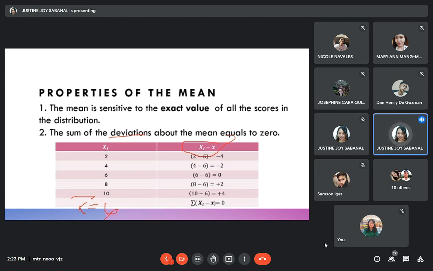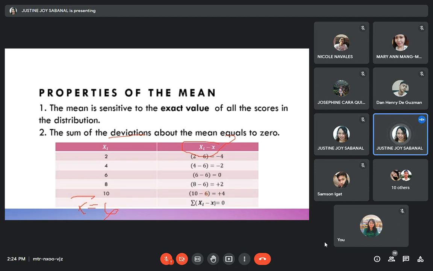So we have 2 minus 6 is negative 4, 4 minus 6 is negative 2, 6 minus 6 is equivalent to 0, 8 minus 6 is equivalent to positive 2, and 10 minus 6 is equivalent to positive 4. So adding these values, negative 4, negative 2, 0, positive 2, positive 4, the value po would be 0. So laging ganyan po. So kahit anong distribution, basta pinag-uusapan yung deviation ng mean sa kanyang mga data at kuhanin mo yung sum na yun, lagi pong equal yun sa 0.